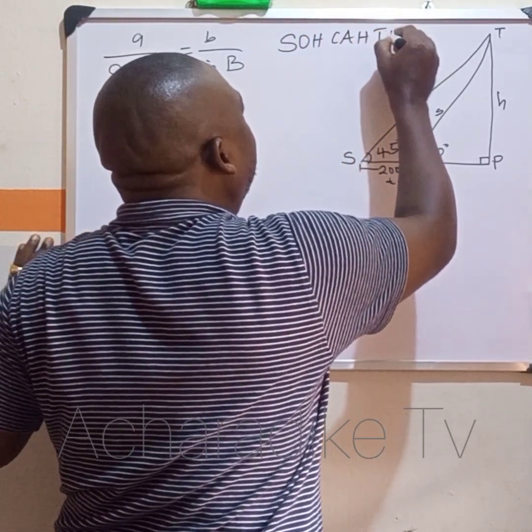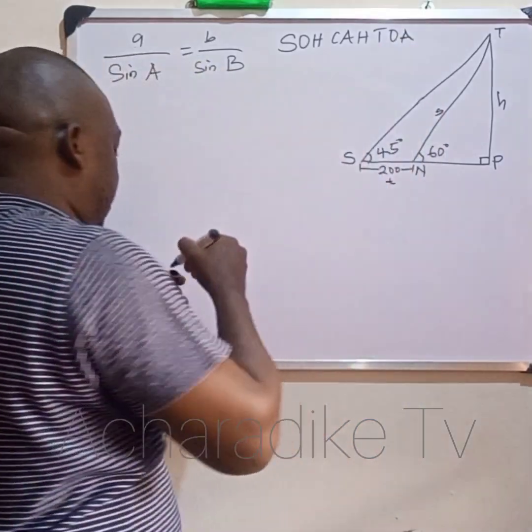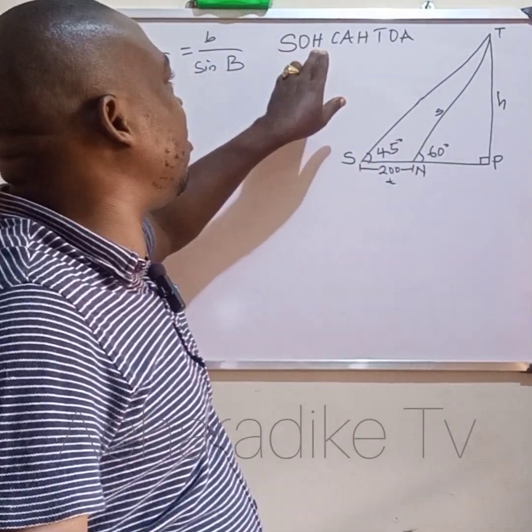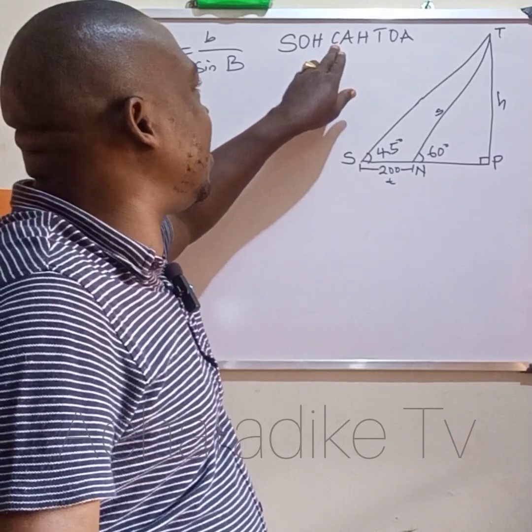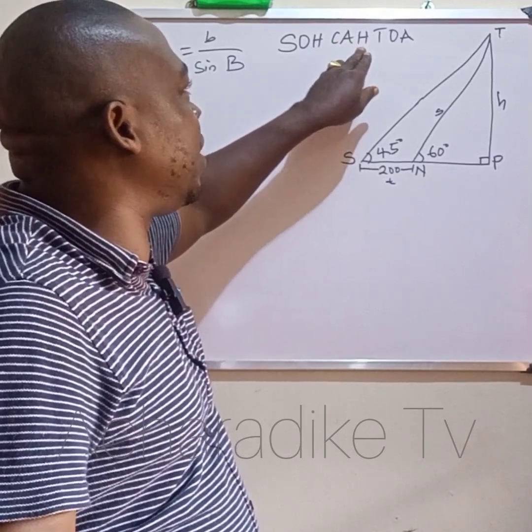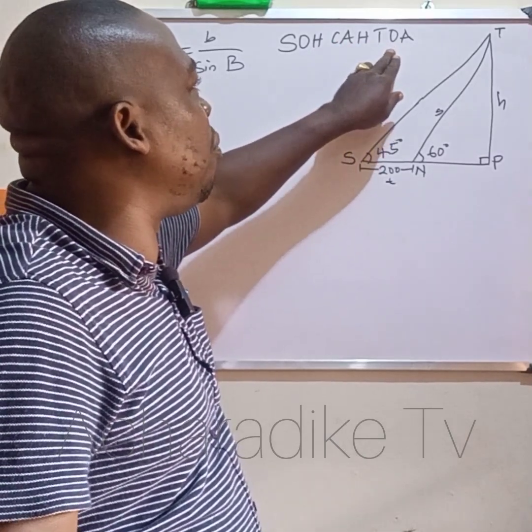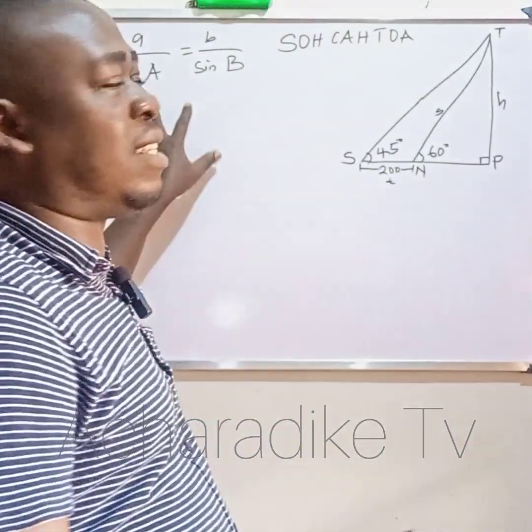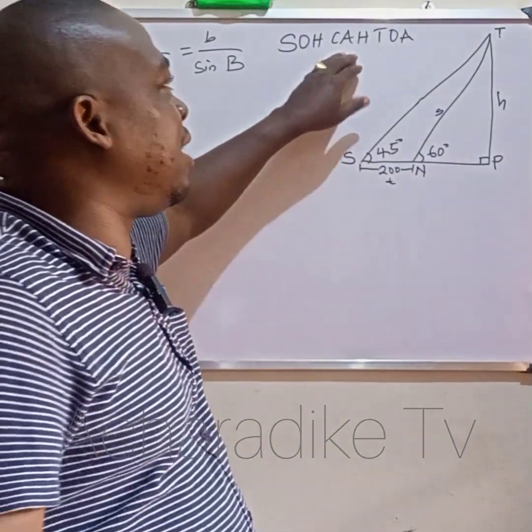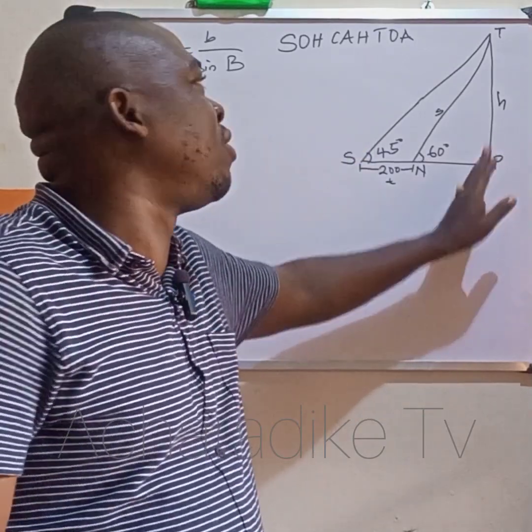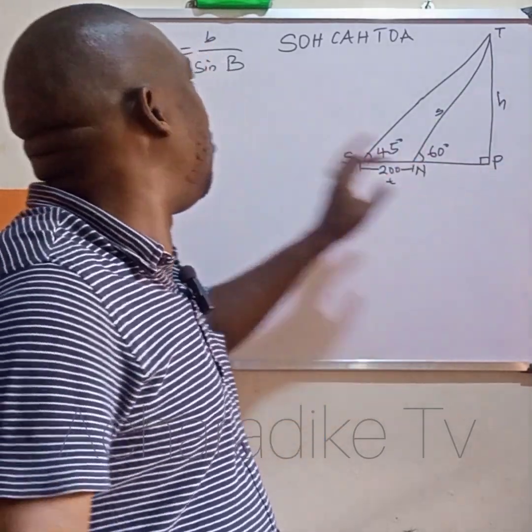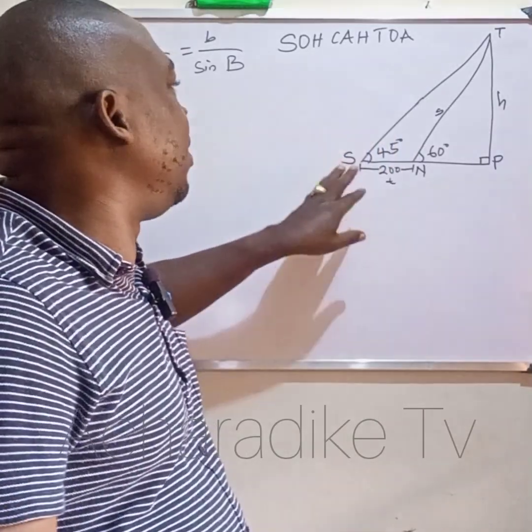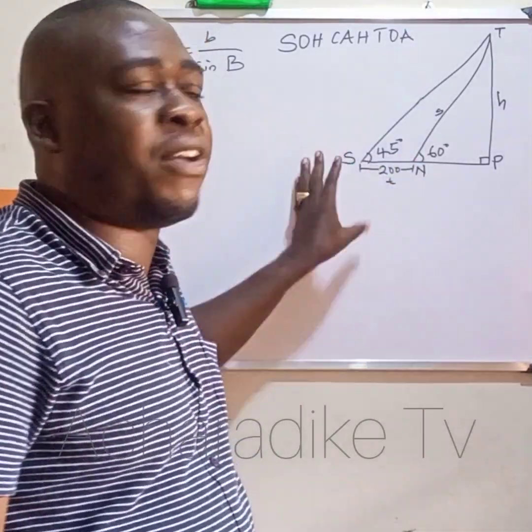SOHCAHTOA. SOHCAHTOA means sine theta is equal to opposite over hypotenuse. Cos theta is equal to adjacent over hypotenuse. Tan theta is equal to opposite over adjacent. That is what SOHCAHTOA means, while this is the sine rule. Now you apply this one to right angle triangles like TNP, while this one goes for angles that are not right angle, STN, for instance.